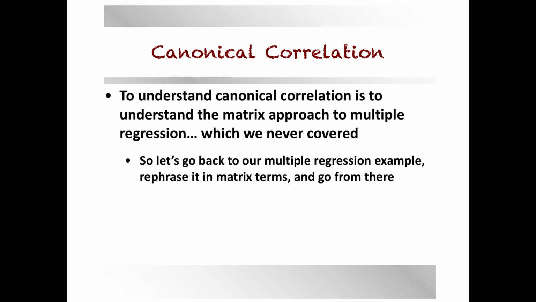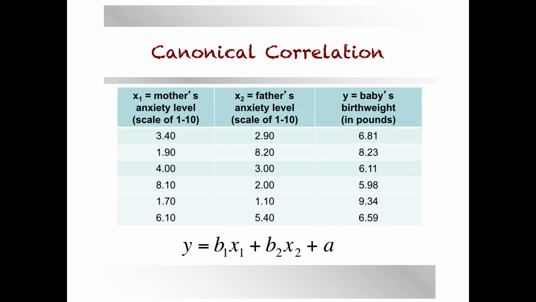The math behind it is matrix-based. To understand it, you go back to multiple regression and understand the matrix approach to multiple regression, which we never covered. So I'm going to bring back our multiple regression example from an earlier lesson, with mothers' and fathers' anxiety predicting baby's birth weight. We have the regression equation here. This is your unstandardized regression equation. Here's your standardized regression equation with the betas in there instead of the b's.